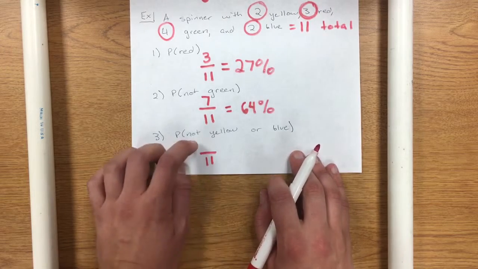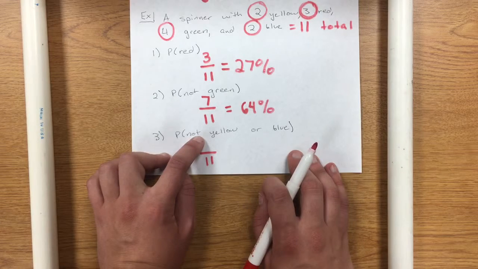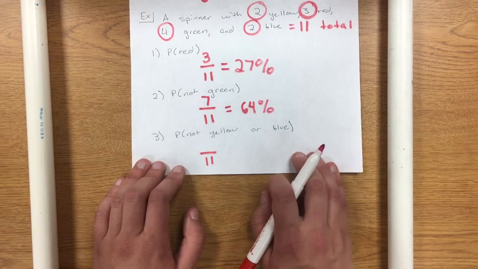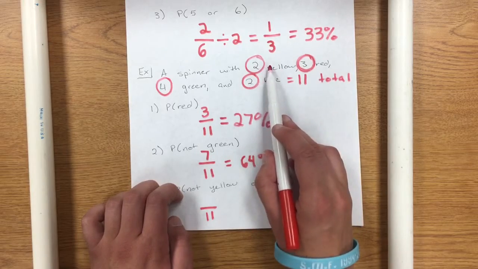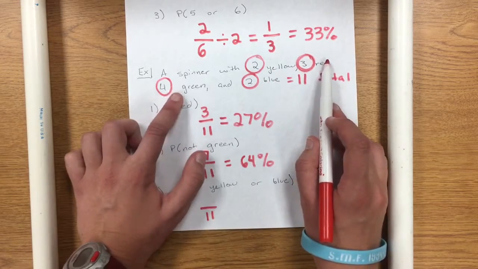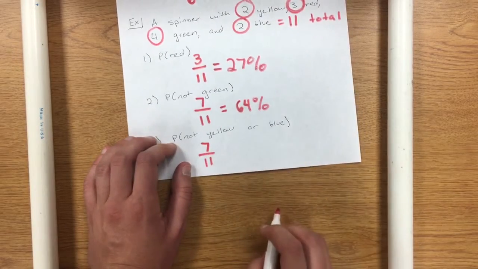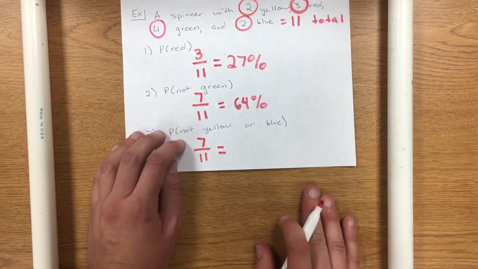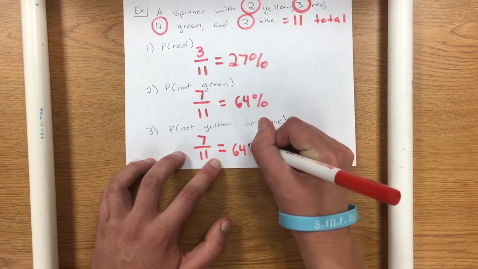All right, so now, what does the top represent? The number of ways we can spin not yellow or blue. So what number did you guys get there? Let's see, not yellow, not blue. So that means we can have red or green. 3 plus 4 should give us 7. So what is 7 over 11 as a percent? Well, we just did that in the last example, so it should be 64%.